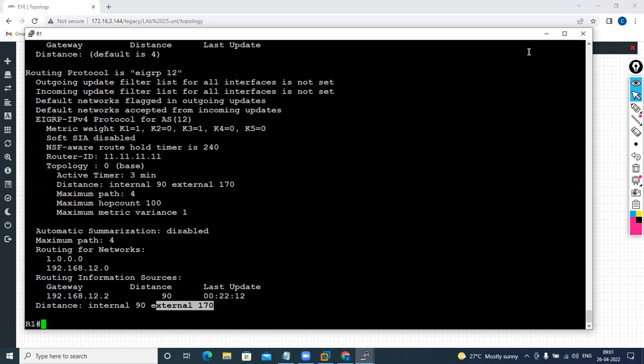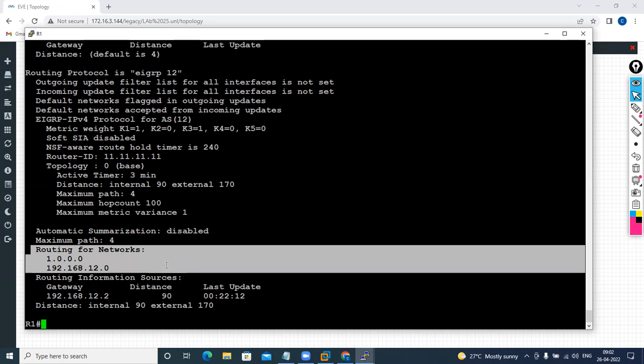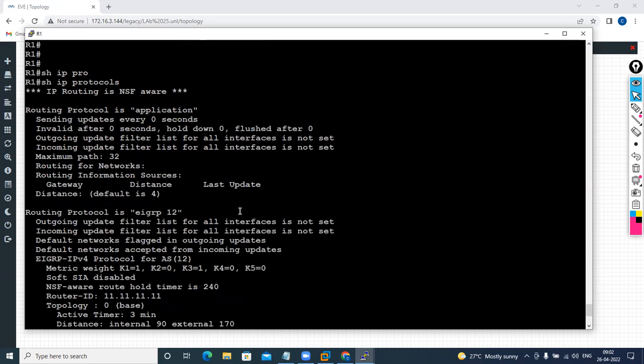Now this command, how do you check? Show ip protocols. With this, we can also check what local routes are advertised, right? Yes, you can check. Can you see show ip protocols? Yes, this is the command.